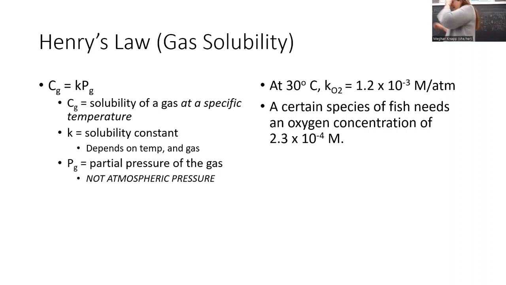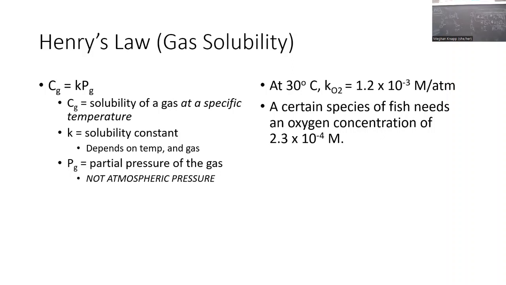The left-hand side was on our previous slide. So if you've been copying it down, you've already copied that. That's just defining what our variables are. On the right-hand side, we're going to have some information. So at 30 degrees Celsius, we have a Henry's constant of 1.2 times 10 to the minus 3 molar per atmosphere. Okay, so that's telling us how much oxygen could dissolve if I had 1 atmosphere of oxygen.